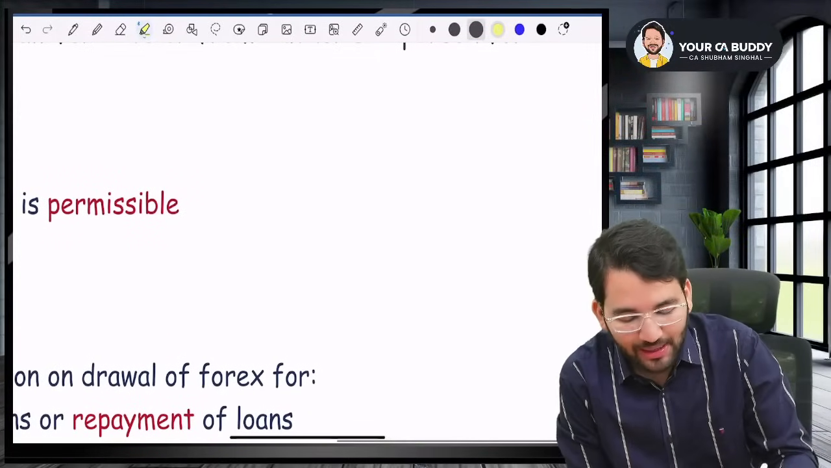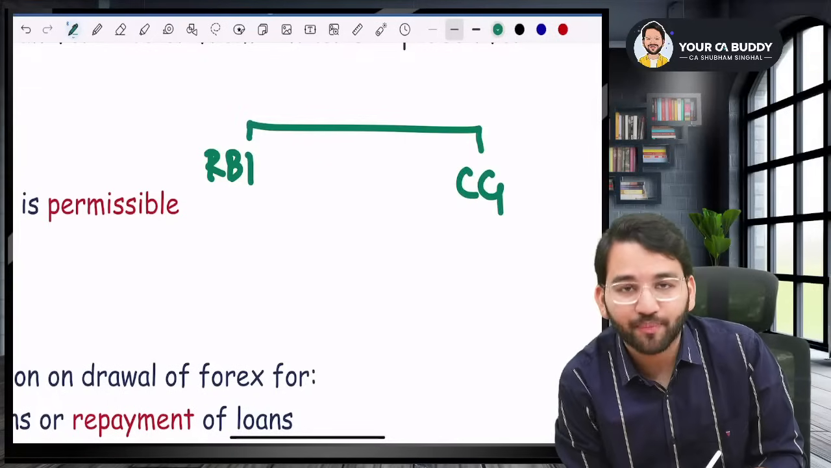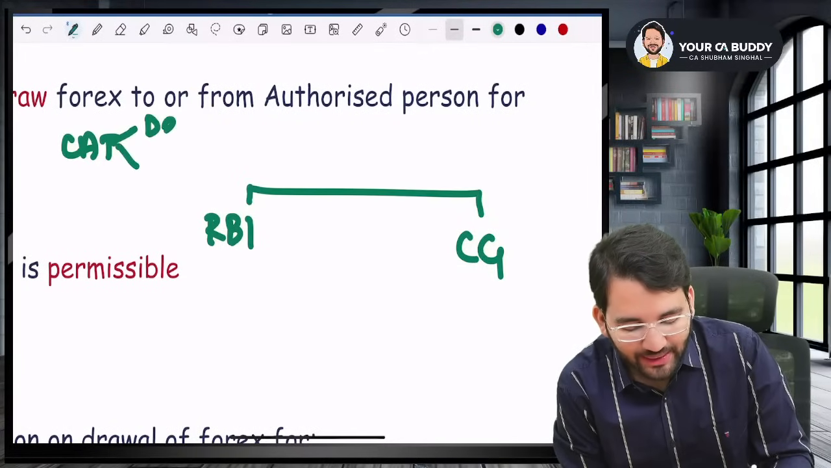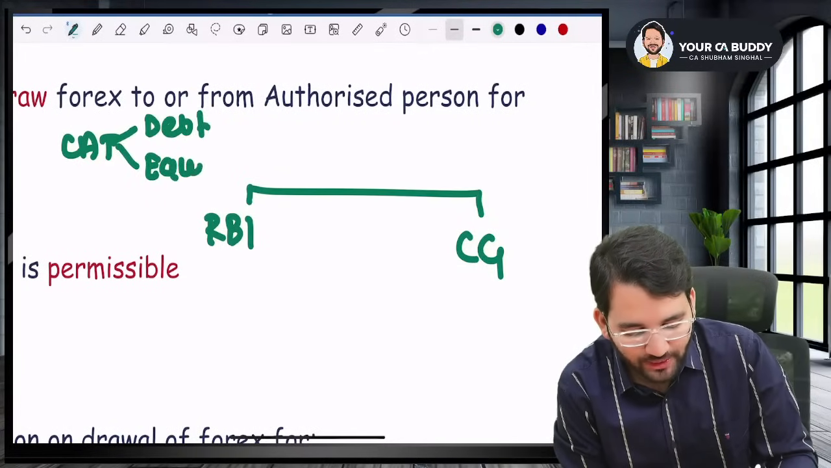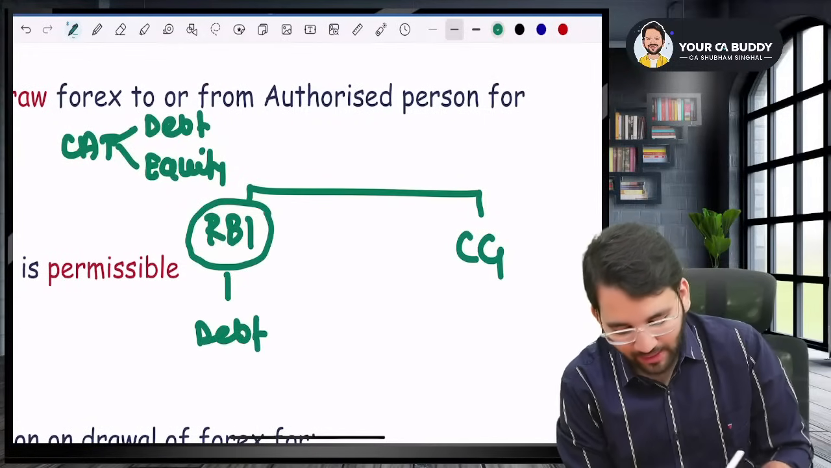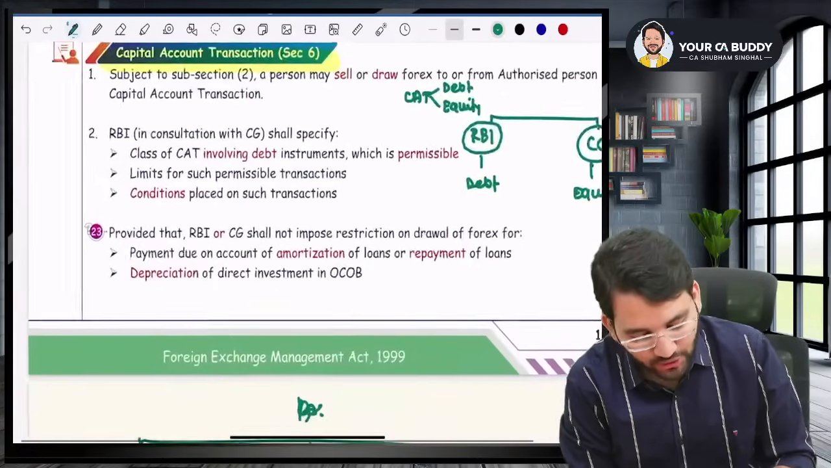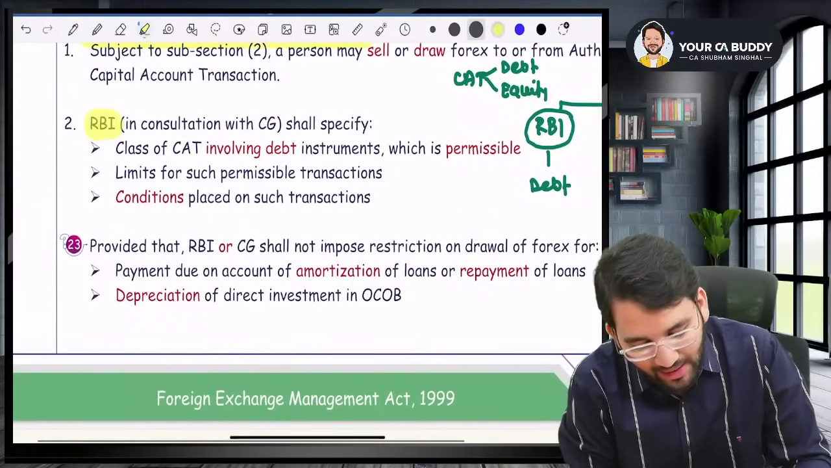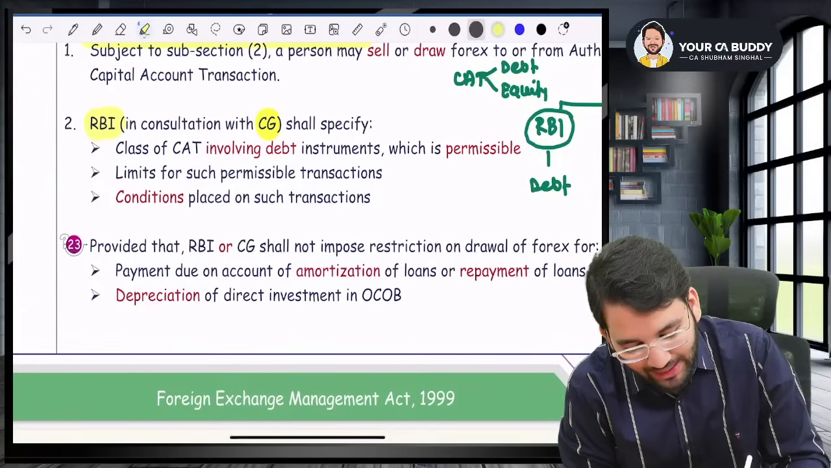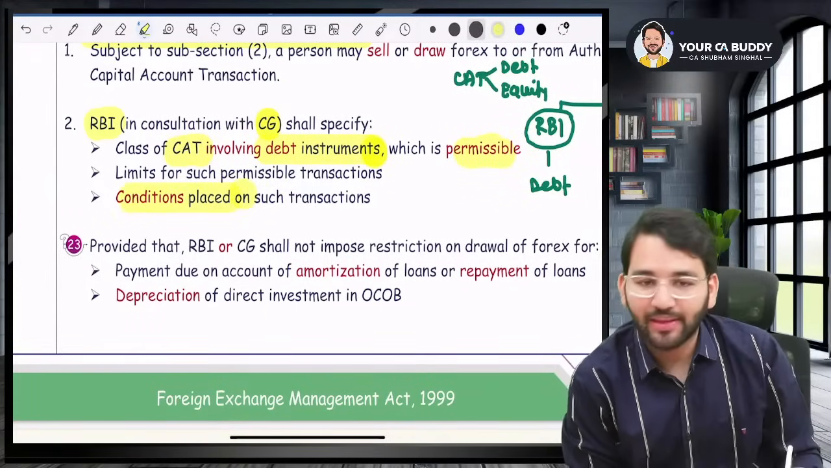Guys, in capital account transaction, we have given power to RBI also, and we have given power to CG also. Sir, capital account transaction, I can divide into two parts. One is debt instruments, the other one is equity instruments. RBI can put restrictions on debt instruments, and the central government can put restrictions on equity instruments. Sir, it is written that RBI, in consultation with CG, shall classify classes of capital account transaction involving debt instrument which is permissible and put conditions on them.